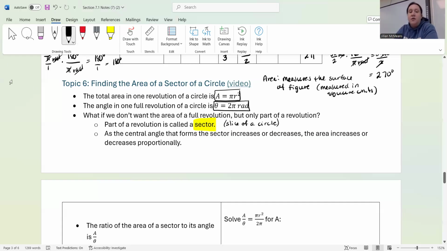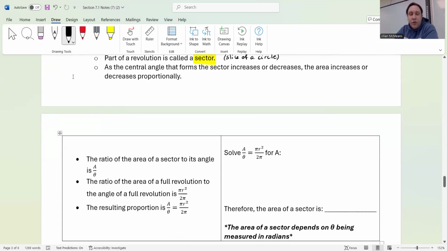So let's break things down. There's a ratio of the area of a sector to its angle, and that should make sense again. As the angle increases or decreases, the area increases or decreases proportionally. So we have this relationship between the area of the sector and the angle that forms it. If we say A equals area and theta equals angle, the relationship between the area of the sector and the angle of the sector is just A over theta. That's not so bad.